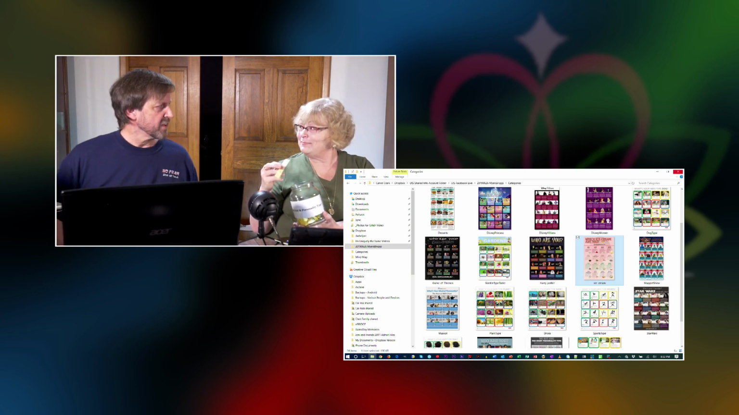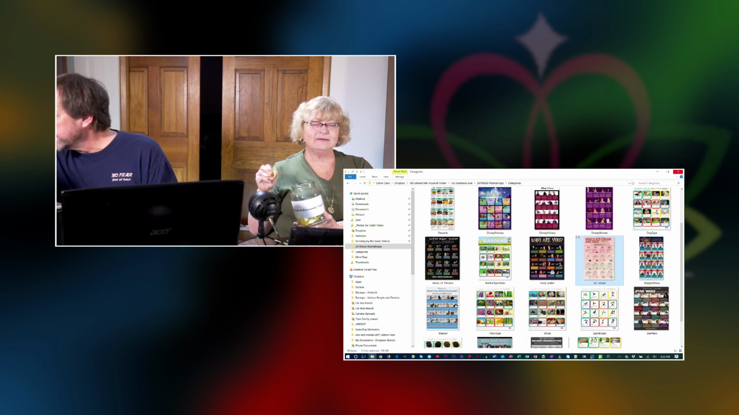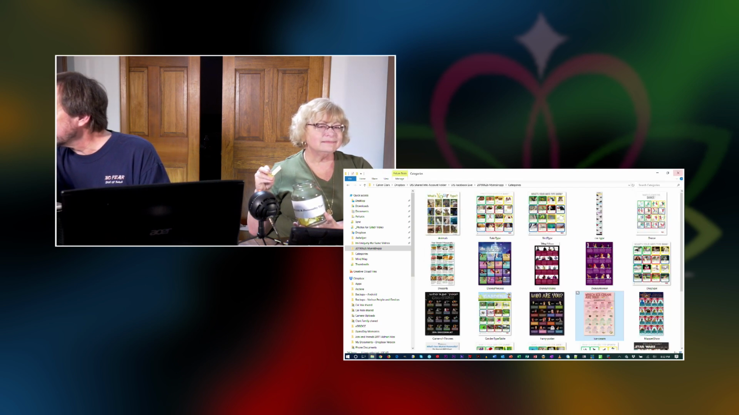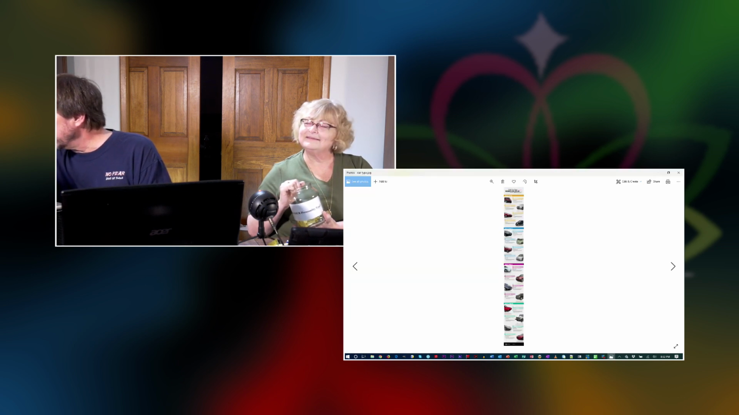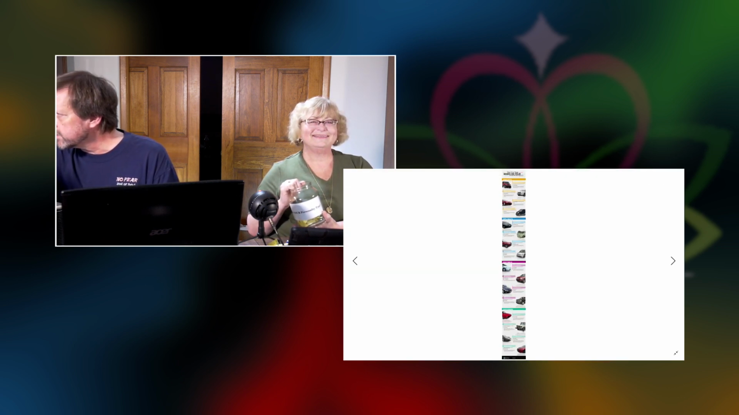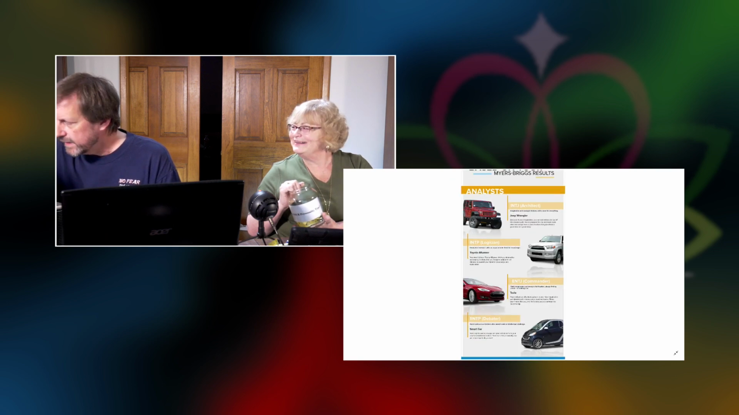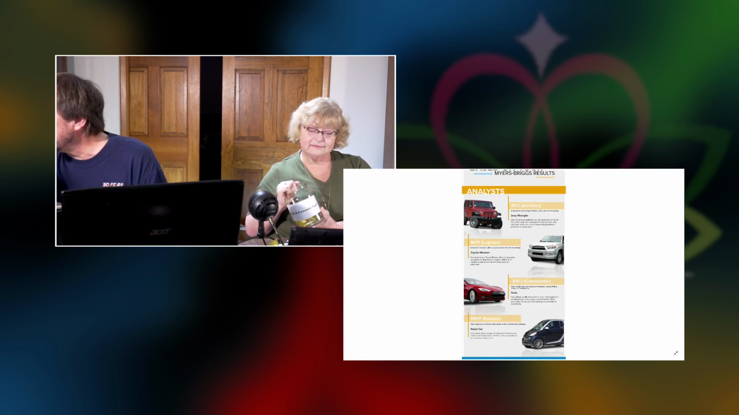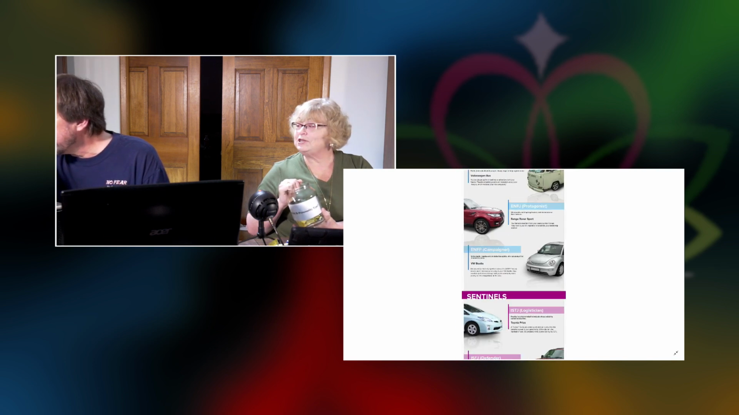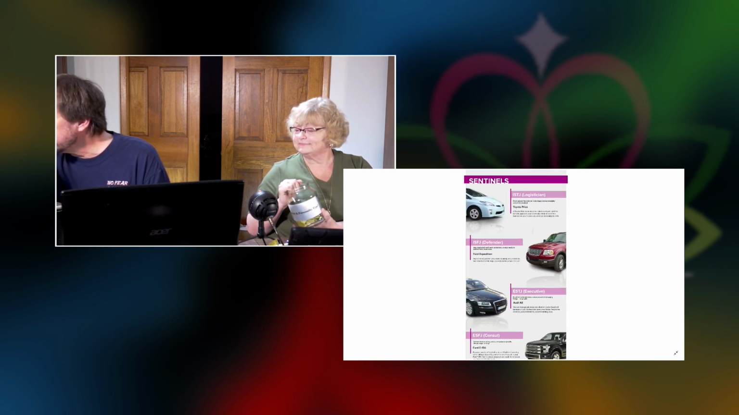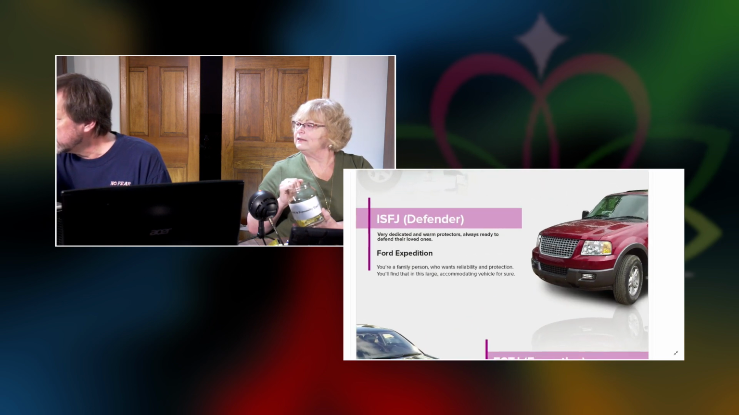Car type. What kind of car is Maria? Okay. So here we go. Car types. I bet you never knew. This one's going to be a little bit harder for me to find. ISFJ. Let's find that here. FJ, there it is right here.